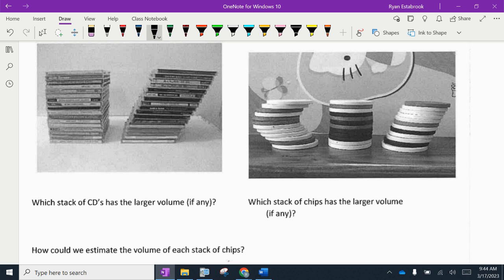What do we think? It's going to be the same. Each CD case has the same volume, whether or not you have them going straight up and down or you tilt them to the side a little bit. These are going to have exactly the same volume.